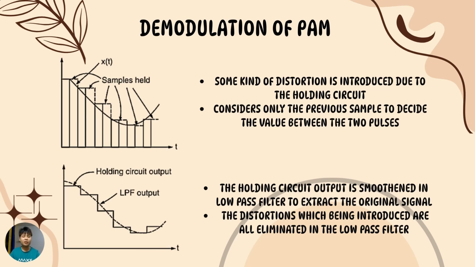To fix this, we pass the staircase signal through a low-pass filter, or LPF in short. You can think of the low-pass filter like a smoothing tool. It rounds off the sharp edges and removes the unwanted high-frequency steps. So the result is a clean, smooth signal that's very close to the original signal m(t) we started with.